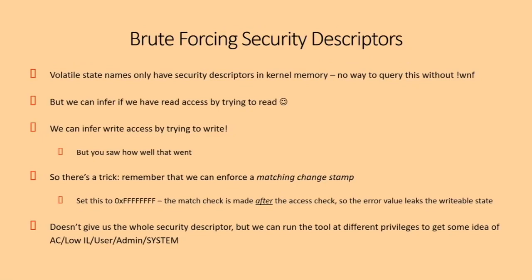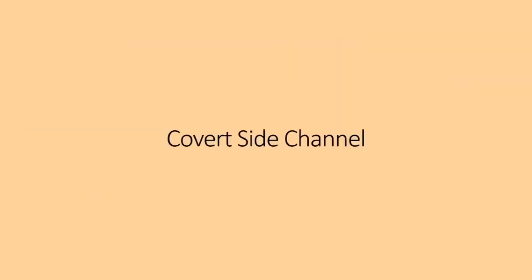The only way this can break is if there is a legitimate event out there whose change stamp really is FFFFFFF. Yes, by writing into it, I will now make it overflow into 0 and potentially break something. But that would mean there's been 4 billion writes in a temporary state name, which should never happen. So that's kind of the approach I took when creating WNF temp.